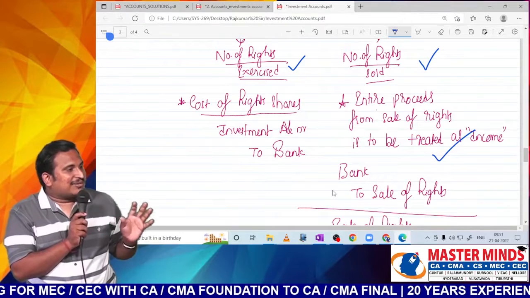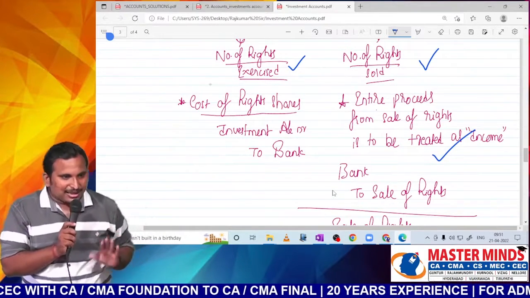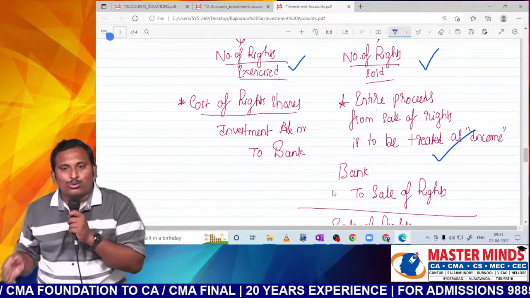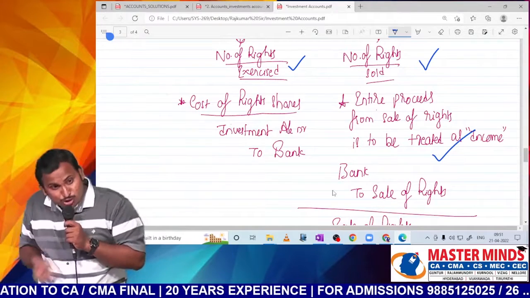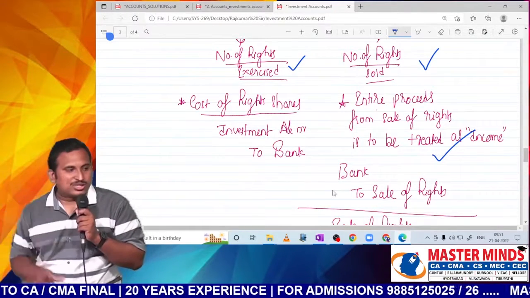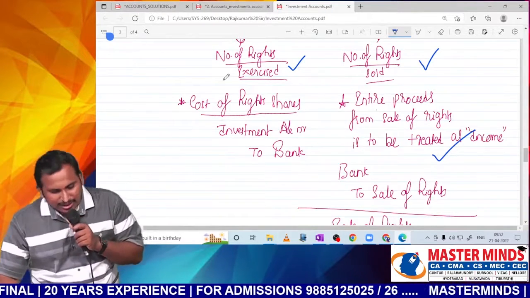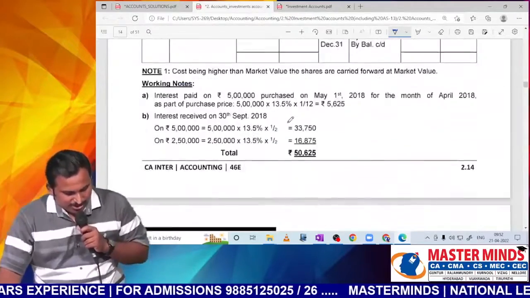In the question given in the ICAI material, they will not say anything about the market price immediately after exercise. As a result, you will not give that effect. You will account in the normal way. But if you take an assumption that the market value after exercise has also reduced, then you can transfer it to P&L. Maybe you will have one comprehensive question, sir.